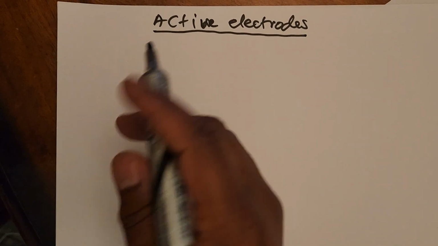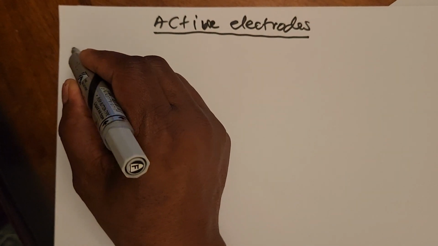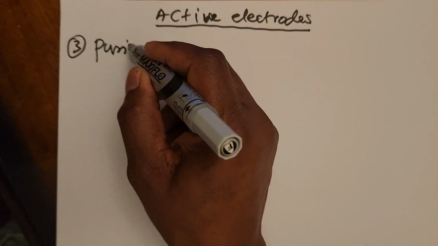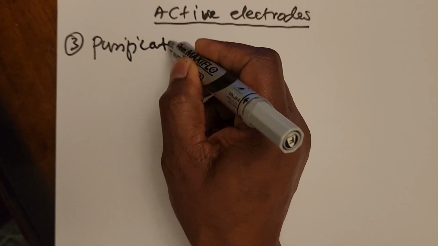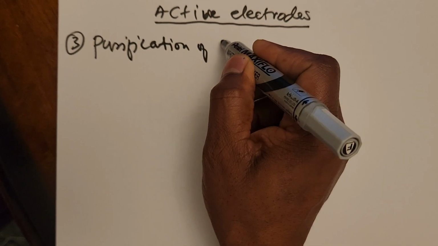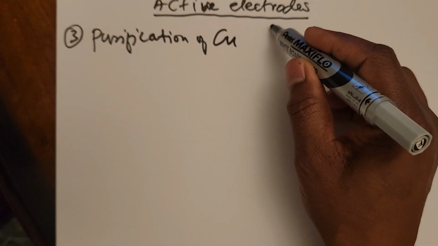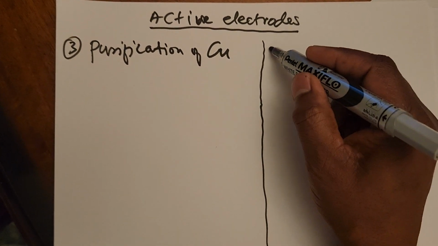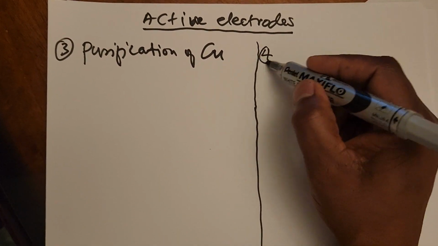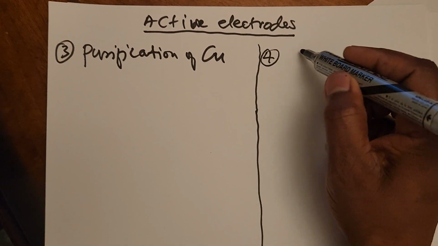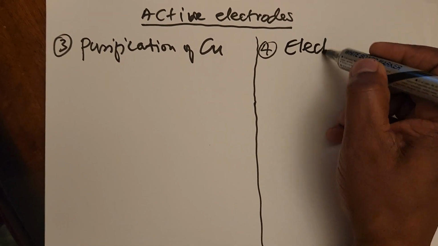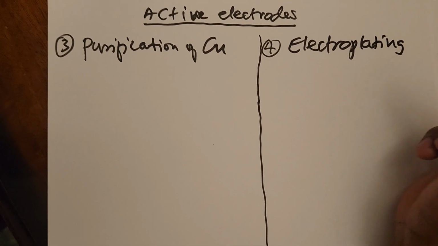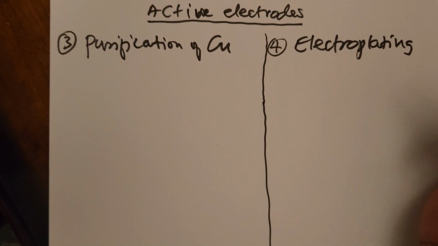These electrolytic cells include, which is number 3, purification of copper. And the other one is number 4, which is electroplating. Now, just a few pieces of information about electroplating.